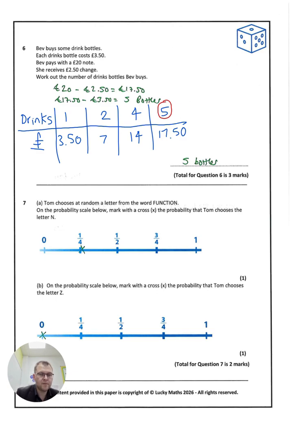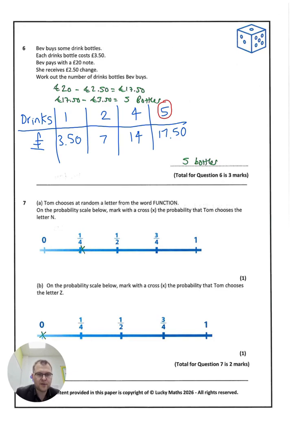Right, question 6. Money questions are quite good for the ratio table. If 1 drink is £3.50, 2 drinks will be £7, 4 drinks £14, and then 5 drinks will be £17.50. That's 4 drinks plus 1 drink. It says Bev pays with a £20 note and she gets £2.50 change. So she spent £17.50 and bought 5 drinks.